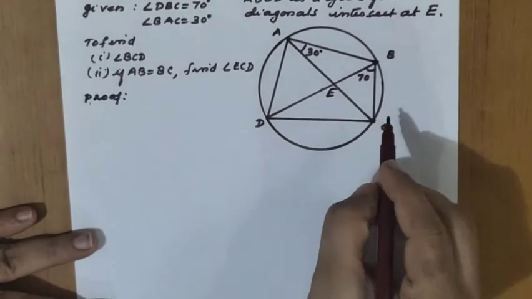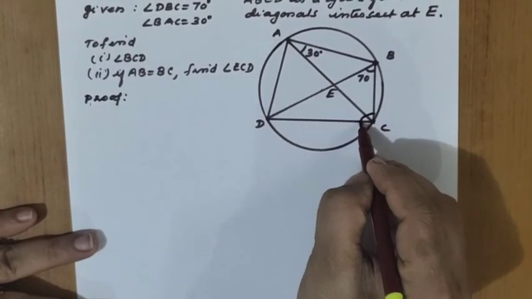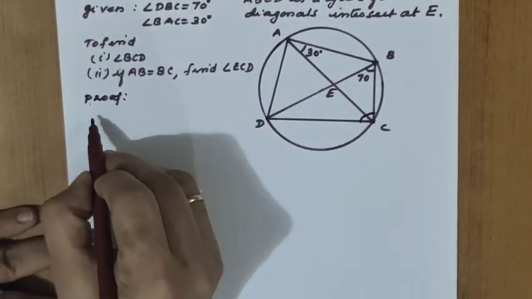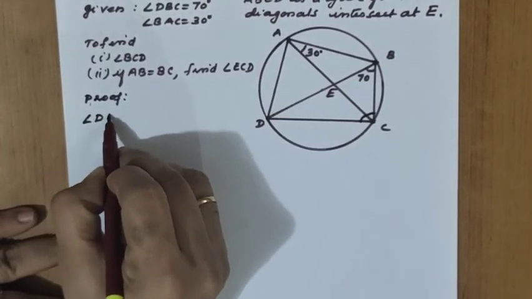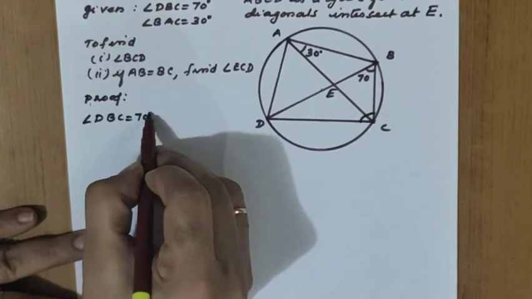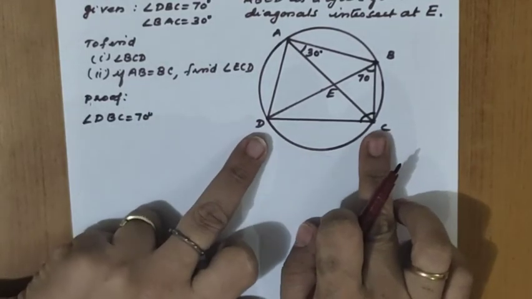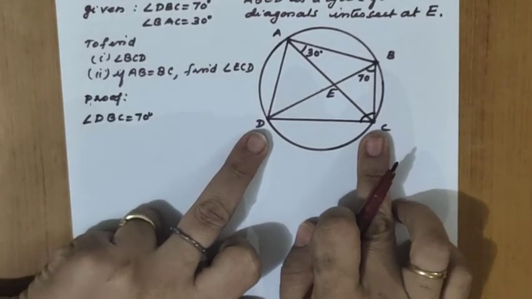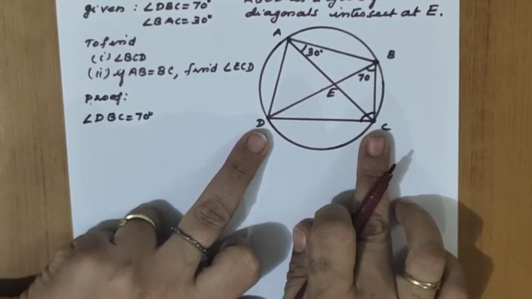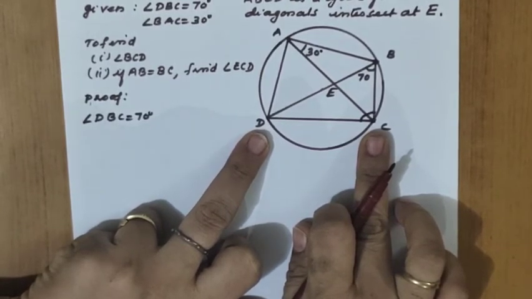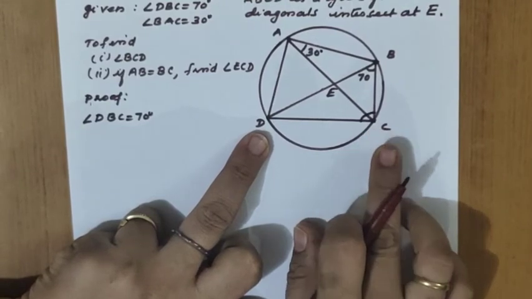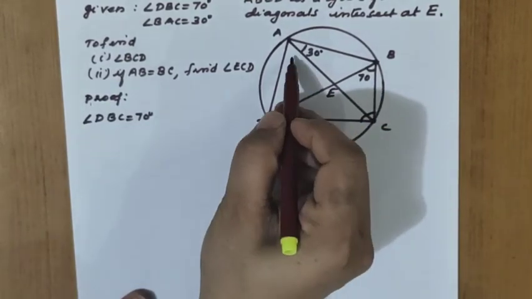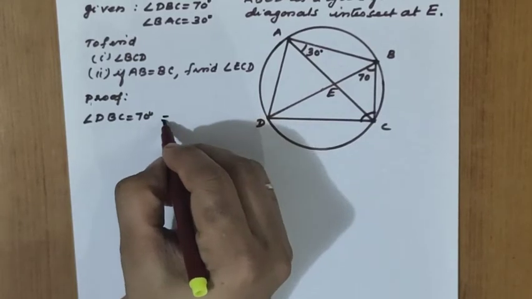Angle BCD is asked, that means this whole angle we should find. So what should we write? Angle DBC is 70. So check that one, all of you. Angle DBC is formed by which chord? DC is the chord. So keep your fingers on DC. You can identify the other angle which is formed by the same chord on the same segment. So that is angle DAC. So angle DAC equal to 70 degrees.